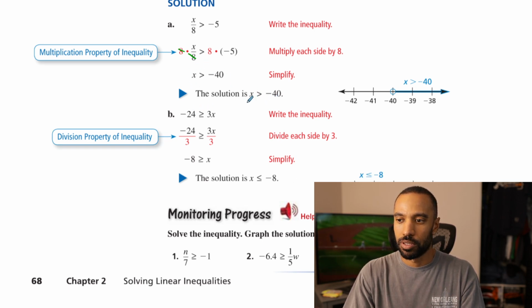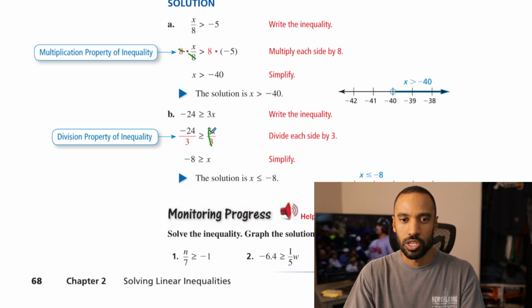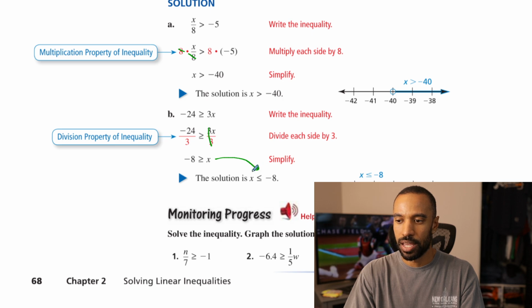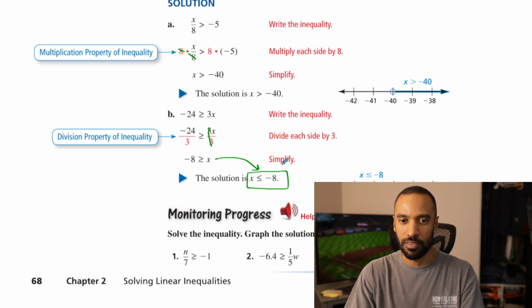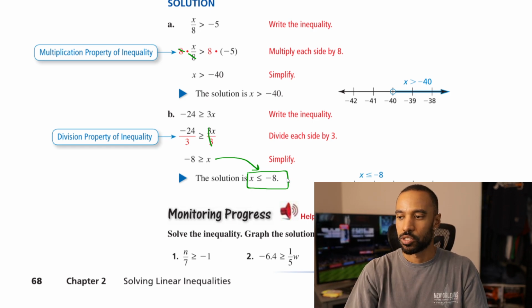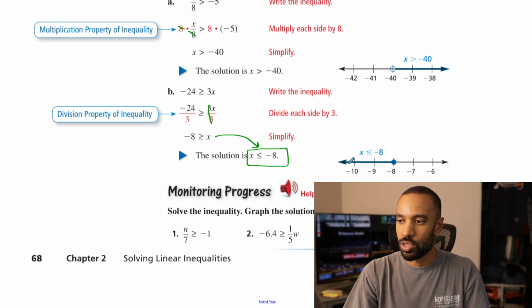Now, negative 24 is greater than or equal to 3x. If we divide 3 from both sides, you get a 1x on that side and negative 8 on this side. Negative 8 is greater than or equal to x, and they do the smart thing in flipping the inequality to make it x is less than or equal to negative 8. Again, you can flip everything as long as you get the solution right. And to the left of negative 8 and a closed circle is going to be there.